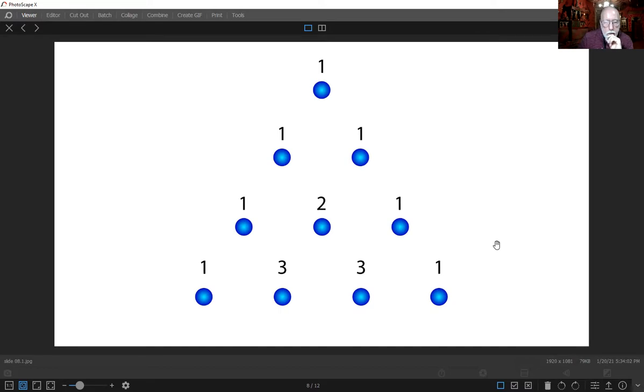How about the 3s? How did these numbers get arranged like this? 1 plus 1, 1 plus 2. Yes. So 1 plus 1 equals 2. 1 plus 2 equals 3. 2 plus 1 equals 3. This is a sequence that can be mapped out infinitely.